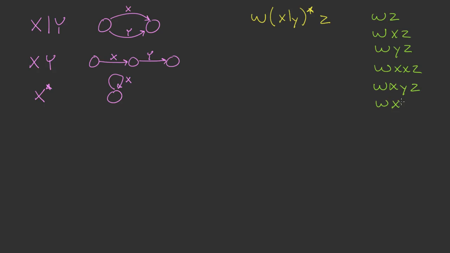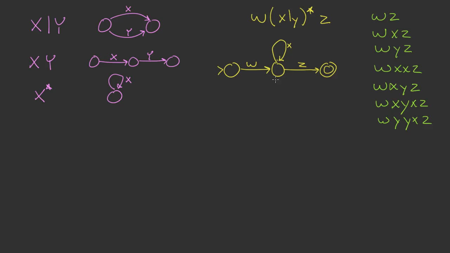How about WXYZ? That should work as well. How about WXYXZ and WYY? You get the idea here. So any combination of X and Y here between the W and Z should work out. So we'll start out with a starting state. We'll do our first one, which is the W. That part's easy. And then here's our accepting state with the Z.